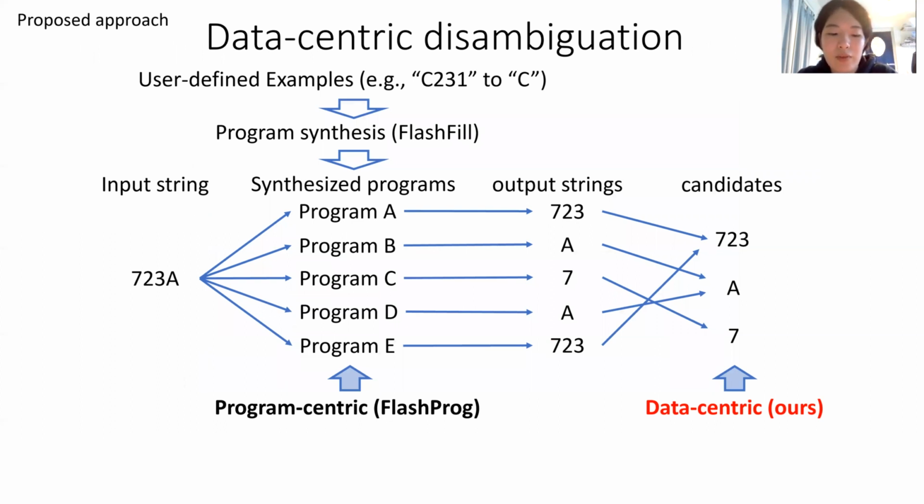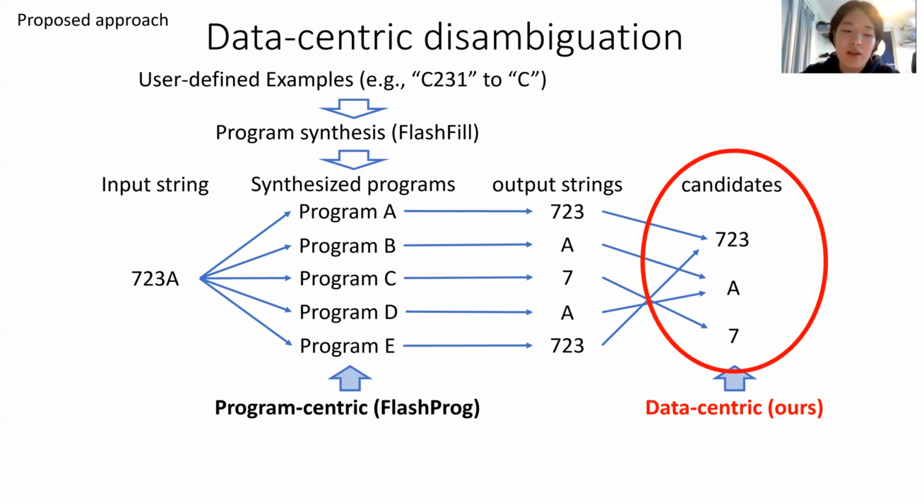We will explain the overview of our data-centric disambiguation approach and the difference from program-centric approaches. Given the user's input, the algorithm synthesizes programs that perform such a transformation. FlashProg compares these synthesized programs. On the other hand, our algorithm applies all the synthesized programs to each input and gets all possible output strings. The same outputs are combined, and then we get candidate outputs. If there is more than one output, the output is defined as ambiguous and it's highlighted in the interface.